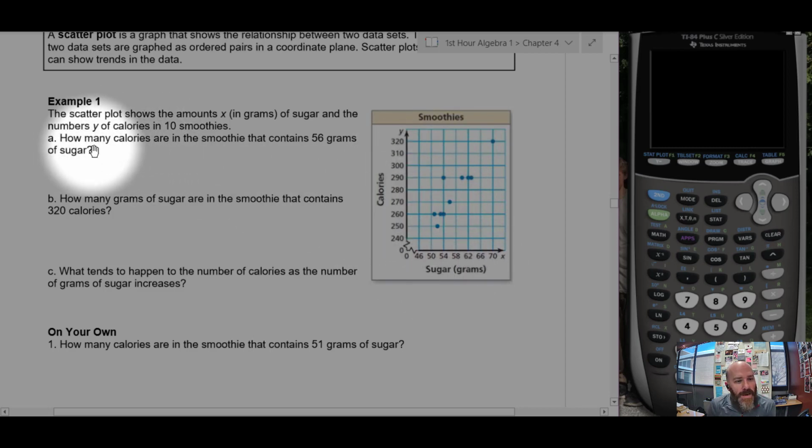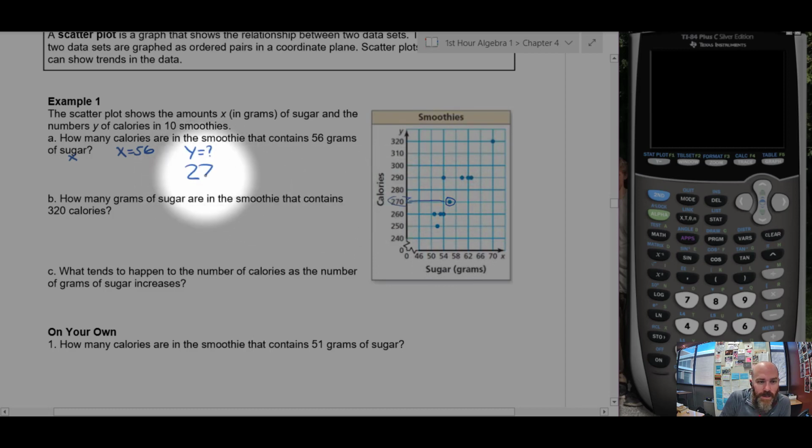The first question says, how many calories are in the smoothie that contains 56 grams of sugar? So what we need to do is first remember that sugar is our X. So this means when X is 56, how many calories means what is our Y value? So I'm going to go over here to 56, which is halfway between 54 and 58. I'm going to go up, up, up, and it's this point right here. And if I go over to the Y value, it's 270. So I would say 270 calories.